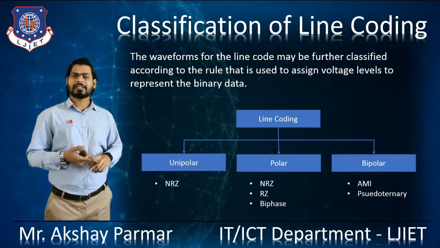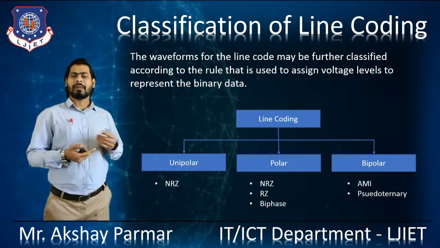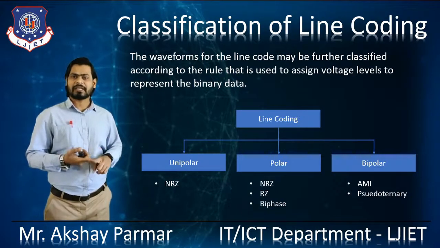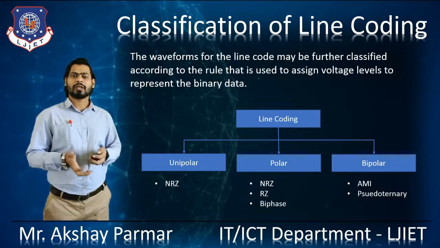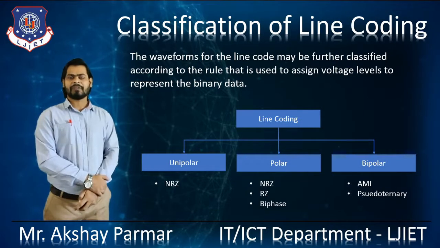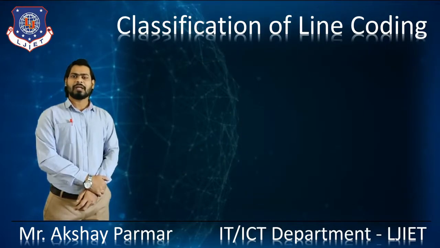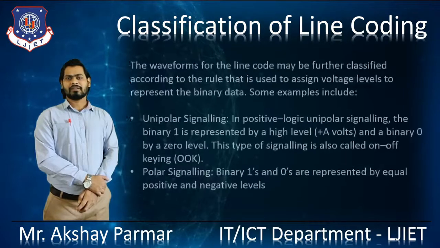The biphase is a subpart of the polar. Then the third part is the bipolar. In that, AMI and pseudo ternary are the types of line coding techniques of the bipolar, right? So let's see one by one.